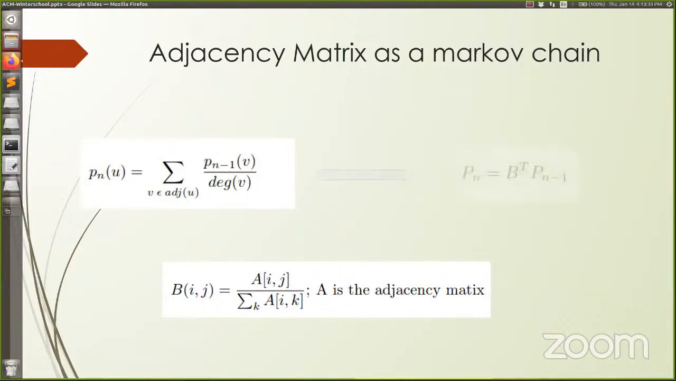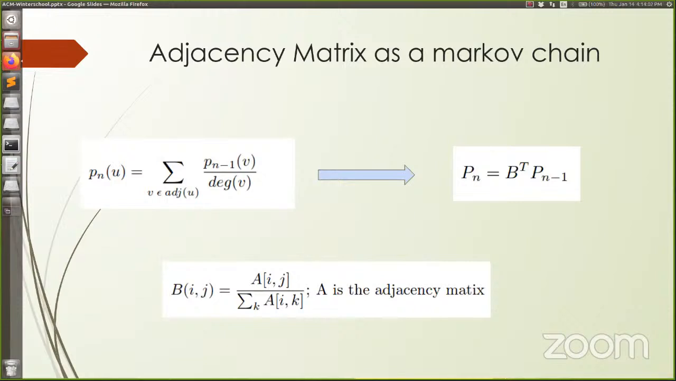Let's ignore this for now because it will just confuse you further. But let's just say that this equation can be represented as matrix B, B transpose. So the importance of nodes at timestamp n is B transpose times the importance of those nodes at timestamp n minus 1.